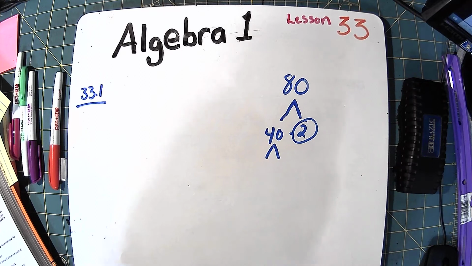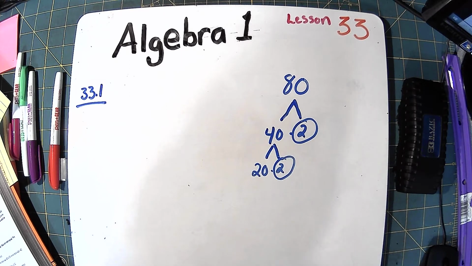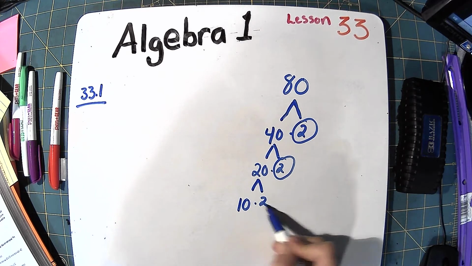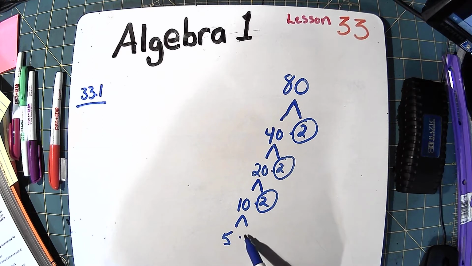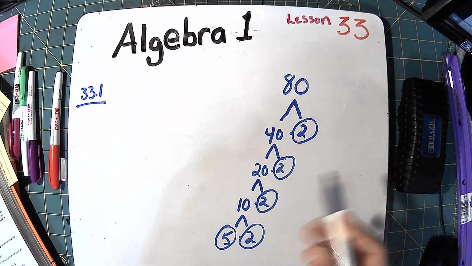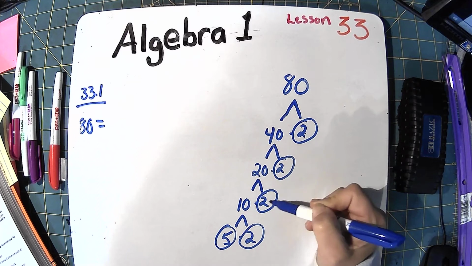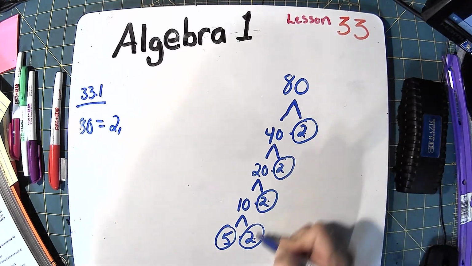Now I'm going to break my 40 down, and I could say that is 20 times 2. 2 is a prime, I'll circle him. Then I can break that down into 10 times 2. Circle him, and my 10 could be 5 times 2. And then I can't break them down anymore, so 80's primes are going to be equal to 2 times 2 times 2 times 2 times 5. So 1, 2, 3, 4 2's.